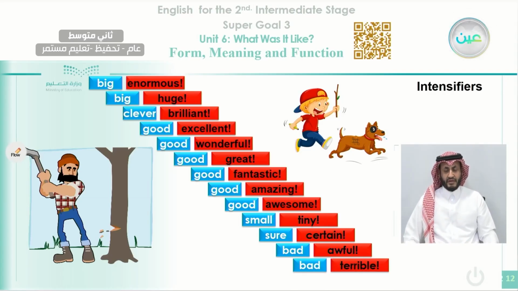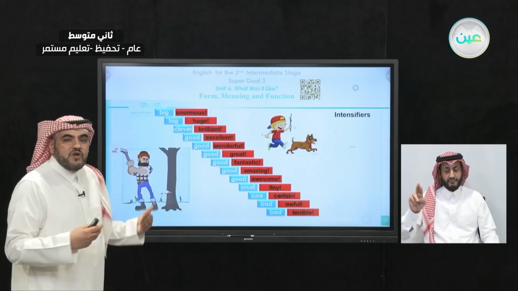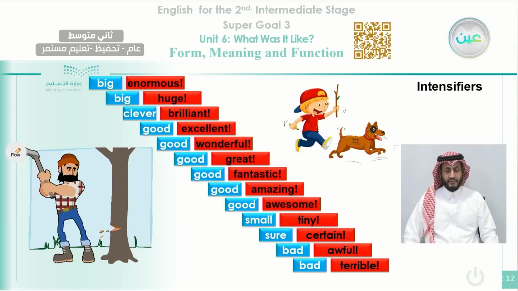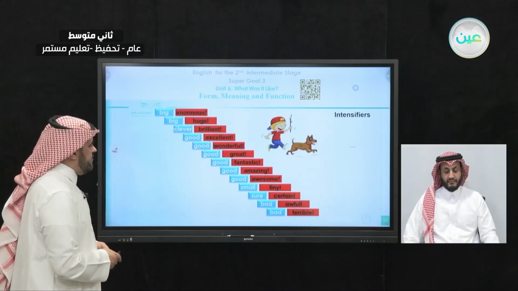Also, we can talk about the action of this man. We can describe it as bad. It is bad to cut a tree. It is a bad thing to cut a tree. But for the child also, we can say that is a terrible thing. That is a terrible thing, which means worse than the adjective bad.